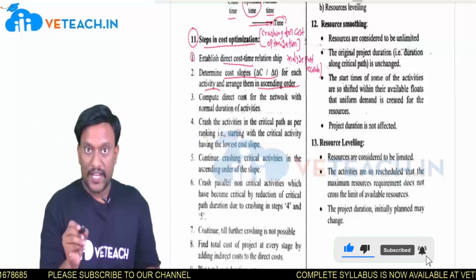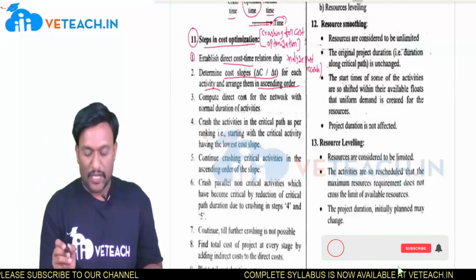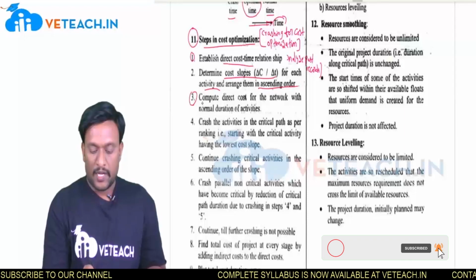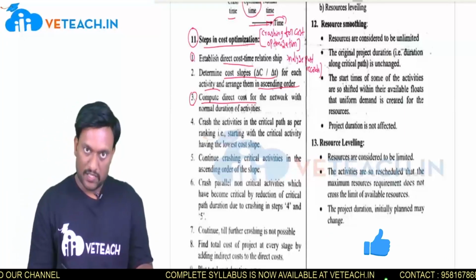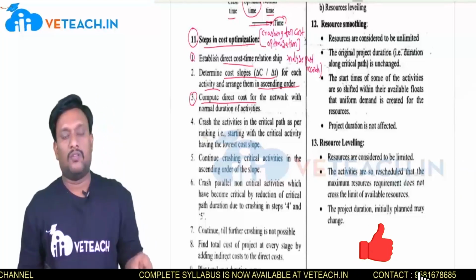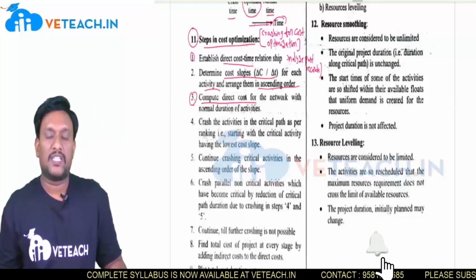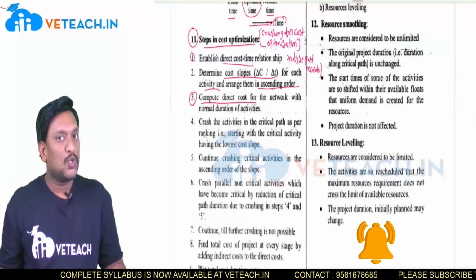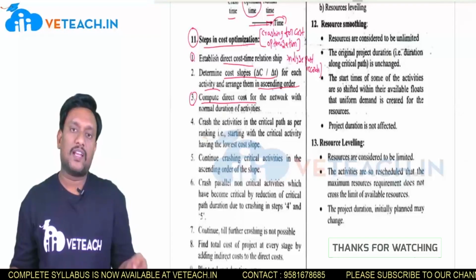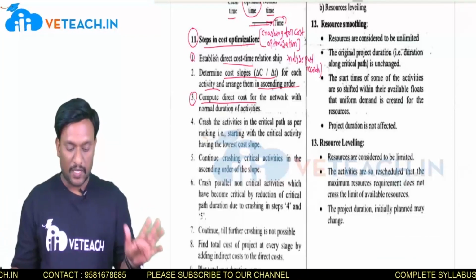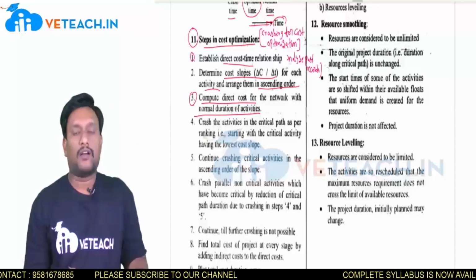Now, compute the direct cost for the network with the normal duration of activities. What he is saying is, determine the direct cost of the network for each activity with the help of normal cost. Generally, as an estimator, to perform the activities, he assumes the time is normal time. That means everything is going in a normal situation. That is the normal time. So with that normal duration of activities, compute the direct cost.